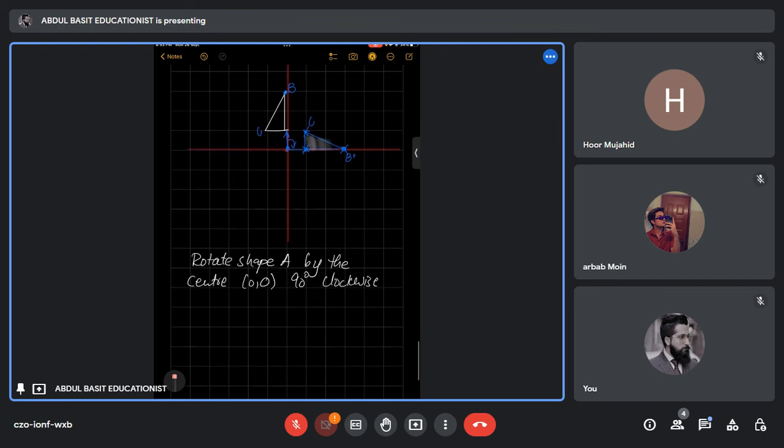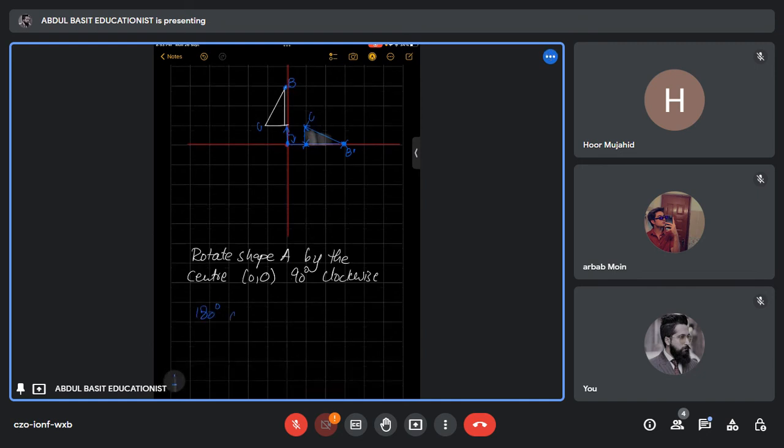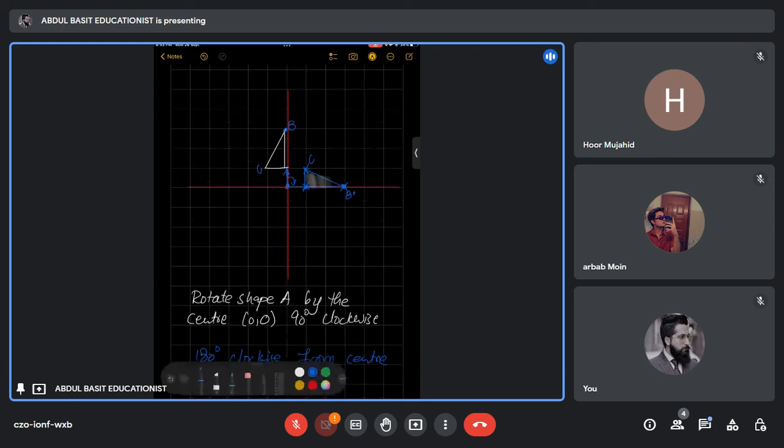For example, if the question is 180 degrees clockwise from center 0 0. Again, the center is 0 0. So now your line, I'm drawing in a different color. So 180 degrees would be somewhere here. Agree? Right, Arbab? Yes sir. This point will be here and the upper point will be there. Agree or not? Yes sir. And what about this point C? This point C would be here or not? Yes sir. Okay, so it is rotated 180 degrees clockwise. Get it? Easy?